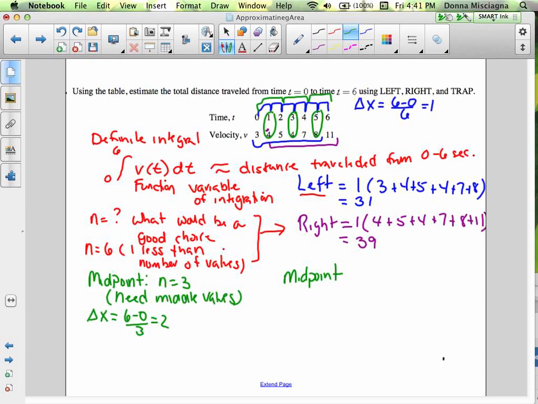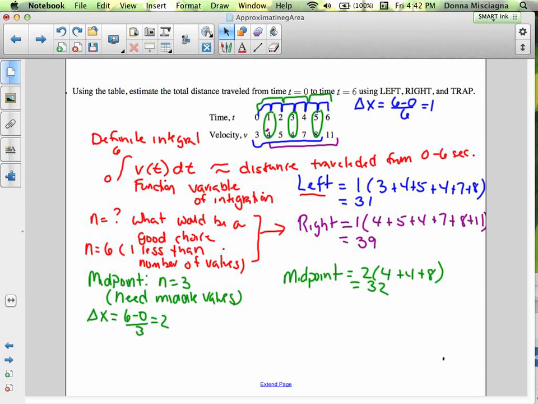So for the midpoint Riemann sum, we have 2 times 4 plus 4 plus 8. So that's going to be 16 times 2, which is 32. Notice it's not an average of those values. We take the value in between. We're taking the midpoint, not the left hand side, not the right hand side of the bar, but the middle of the bar. Now let's do the last one, the trapezoid rule.